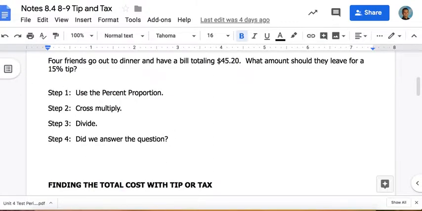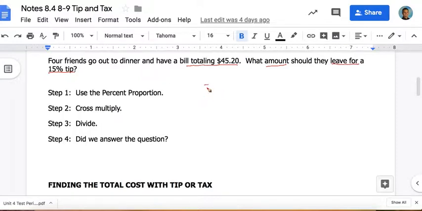So let's look at the first example here. 4 friends go out to dinner and have a bill totaling $45.20. What amount should they leave for a 15% tip? So it says use the percent proportion. So we're going to do part over whole equals percent over 100.